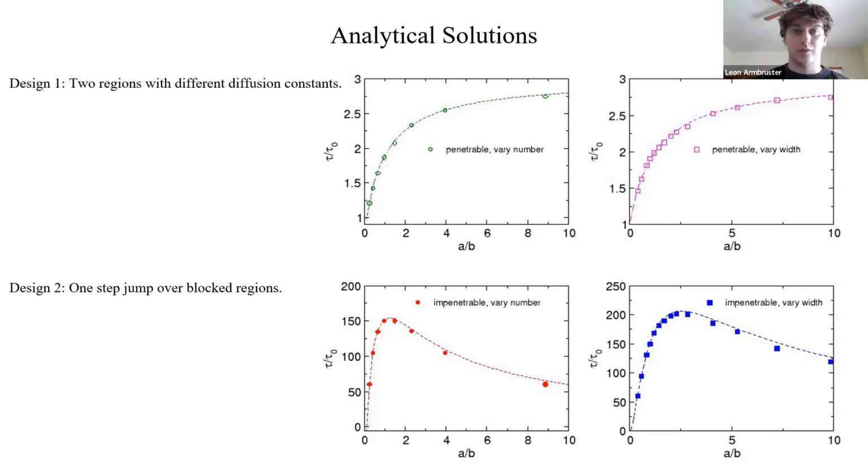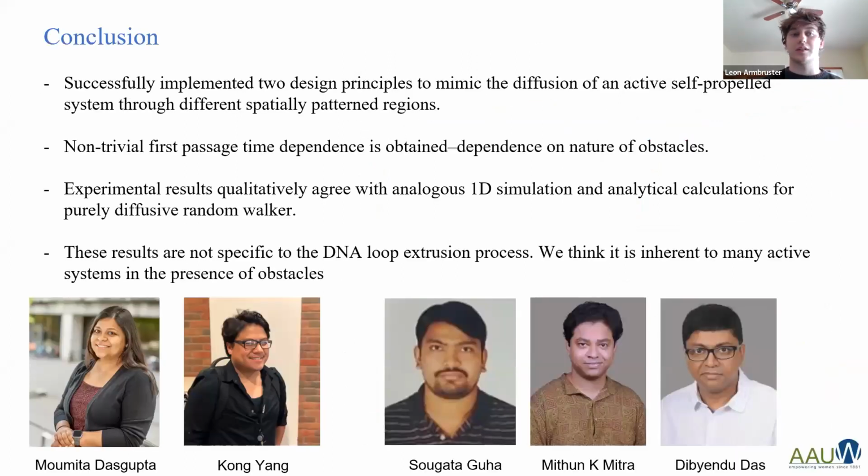And this leads me to my conclusion. We successfully implemented 2 design principles to mimic the diffusion of an active self-propelled system for different spatial pattern regions. We found non-trivial first passage time dependence that does depend on the kind of obstacles we have. And again, very important to mention that the experimental results, the simulation, and the analytical calculations for a purely diffusive random walker all agree with one another.